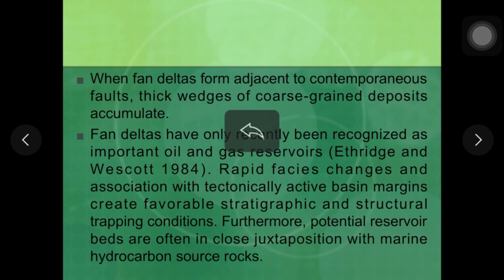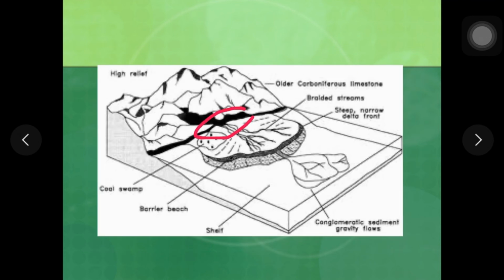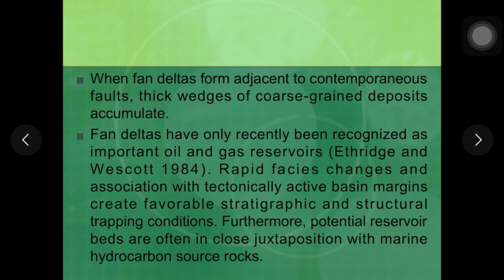So the proximal part of the fan, which is close to the source, is not good for oil and gas because the coarse material won't be able to sustain the organic material, or the conversion of organic material into oil and gas is very difficult in the ancient deposits. But the distal part of the delta is found to be containing reserves of petroleum. So this is about the fan delta.